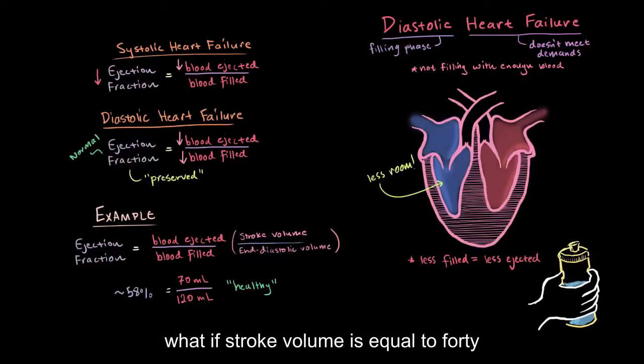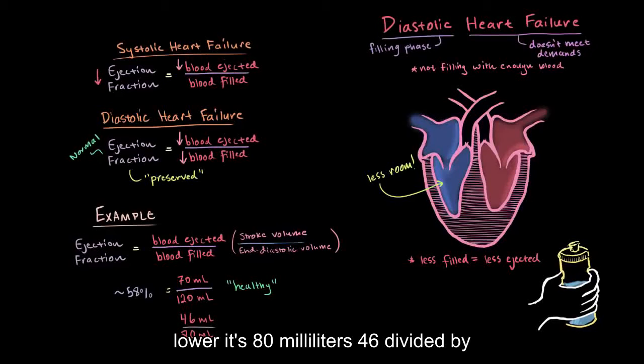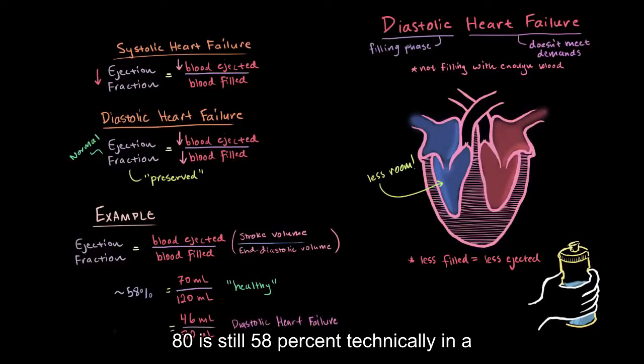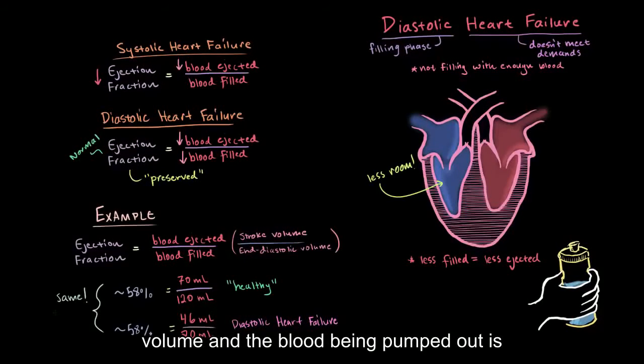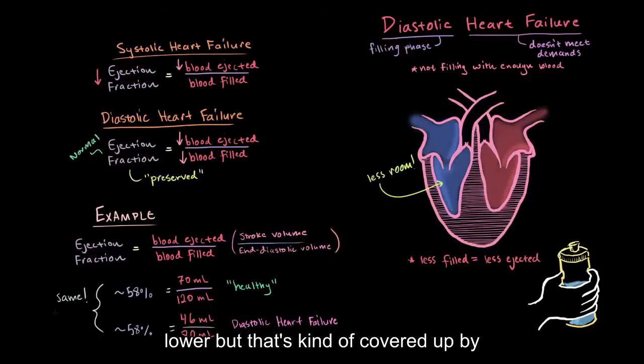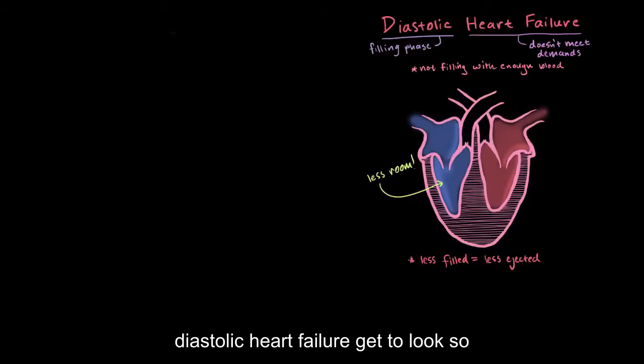Cool. What if stroke volume is equal to 46 milliliters because of heart failure? It's a lot lower. It's pumping less blood. But your end diastolic volume is also lower. It's 80 milliliters. 46 divided by 80 is still 58%, technically in a normal range. So clearly, the stroke volume and the blood being pumped out is lower, but that's kind of covered up by your end diastolic volume being lower too. But just because that ejection fraction is preserved, that doesn't mean we're out of the woods. It's still heart failure. But how does this diastolic heart failure get to look so much different than systolic failure?